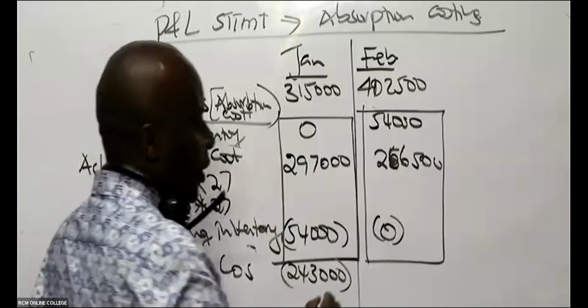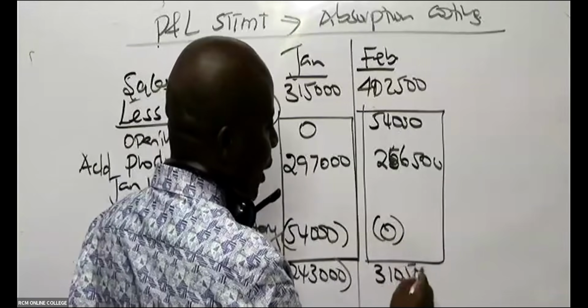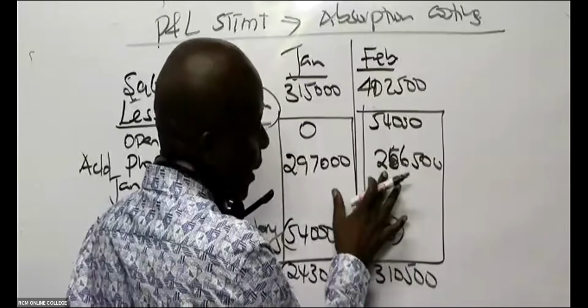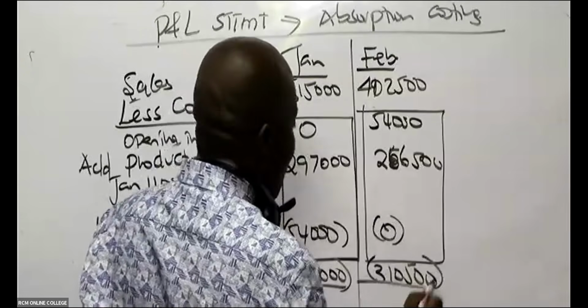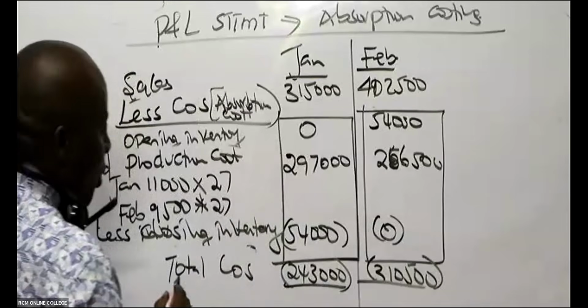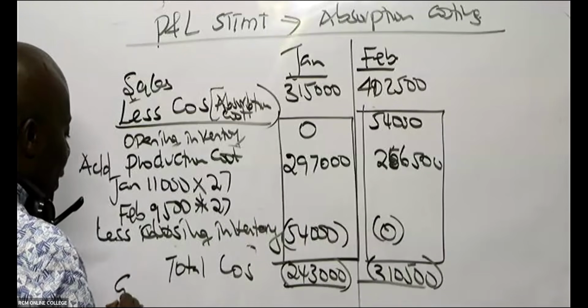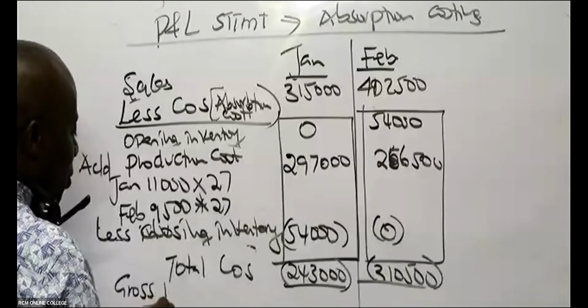310,500. What have they done to get this? They have taken 54,000 plus this minus 0. Then this total cost of sales is what you subtract from your sales revenue to give me gross profit.